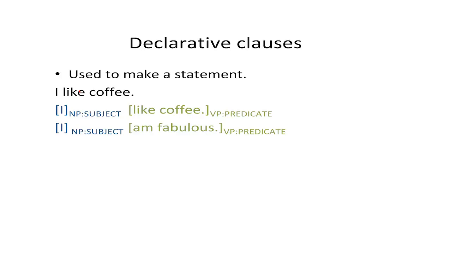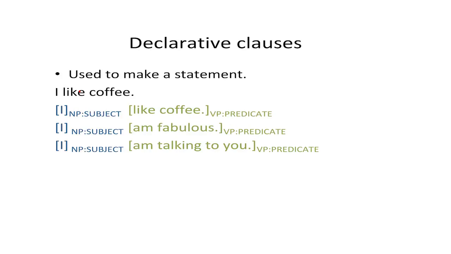Remember that am is a form of the verb be, and when be is the main verb, we call it a copula. I could also say, "I am talking to you," in which case the predicate is am talking to you, with an intransitive verb, talking, as the main verb, which is preceded by the auxiliary am and followed by a prepositional phrase, "to you."